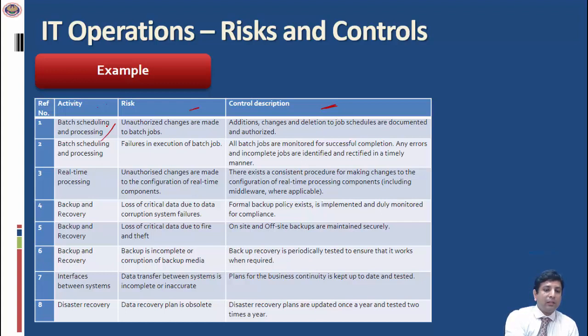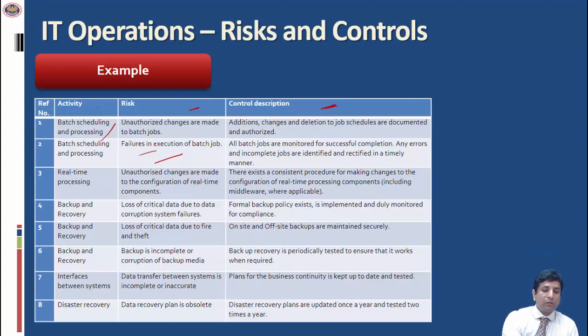We have discussed that in batch scheduling and processing, the risk could be unauthorized changes made to batch jobs. That is, users who are not authorized are able to make changes to batch jobs. The other risk is failure in execution of a batch job. So this is when a batch job is supposed to be run and it has failed, in which case the transactions within the batch job have not executed.